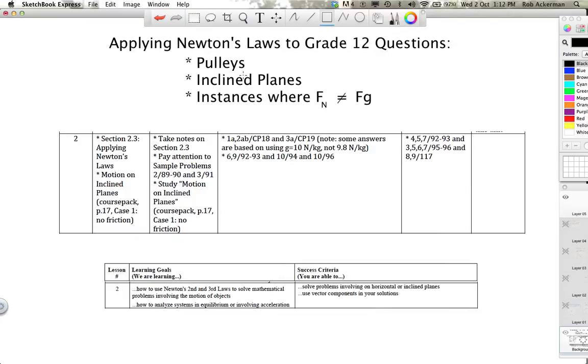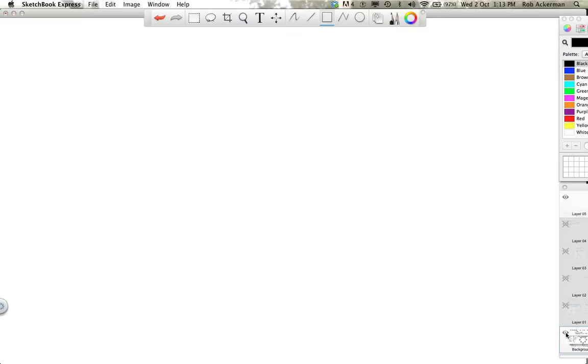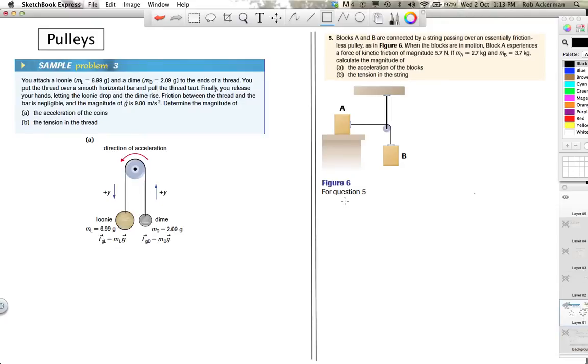Just so you know, I'm going to teach this part of the unit by showing you a whole bunch of problems that deal with the following ideas. Pulleys, which are new to you grade 12s, inclined planes, which I mentioned, that's what's in the course pack here, and special instances where the normal force and gravity are not equal to one another. Two of these you didn't encounter in grade 11, pulleys and inclined planes, and one of them very, very rarely. If you remember in grade 11, the normal force and gravity always have the same magnitude, or almost always. Here we're going to show where that's not the case. So keep your ears and eyes open and let's get started.